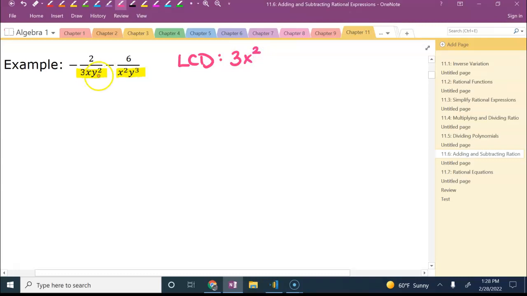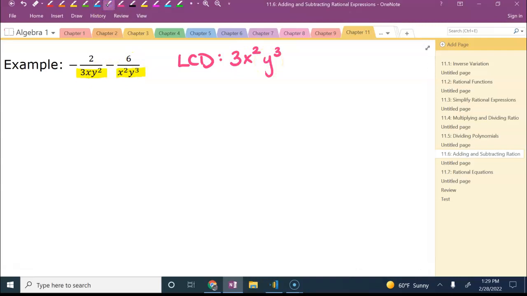And then you look at your y's. You've got y squared and y to the third. Again, you're going to want to make sure that you have y to the third, because that's going to be the most amount of y's that we need to have in our fractions so that it matches that second one. So when I look at my first fraction, 3xy squared, I have the 3. I don't have x squared, and I don't have y to the third.